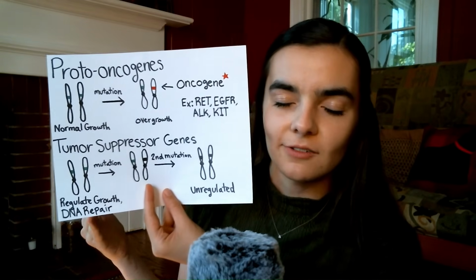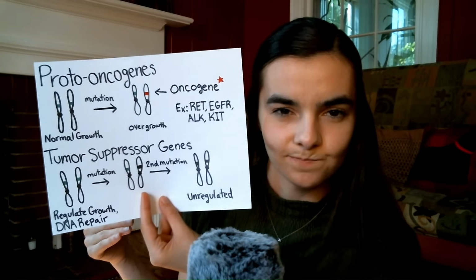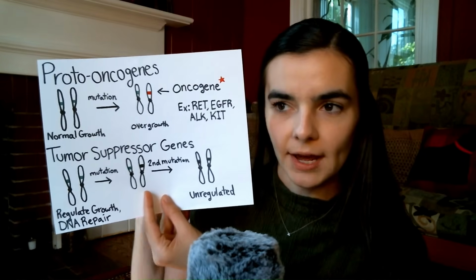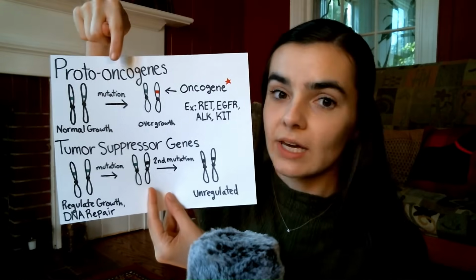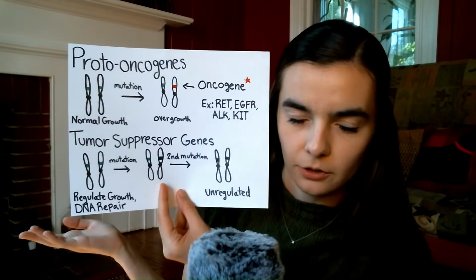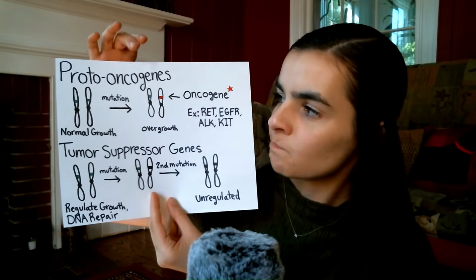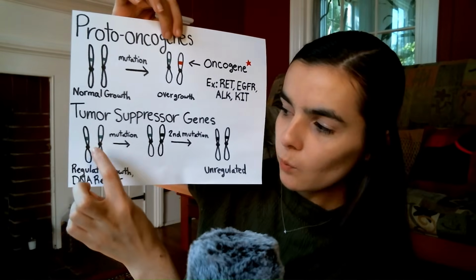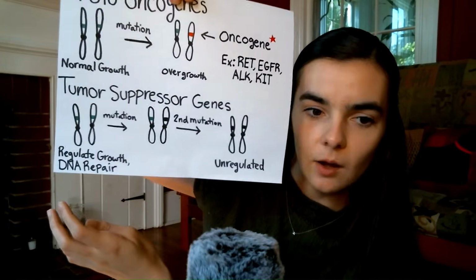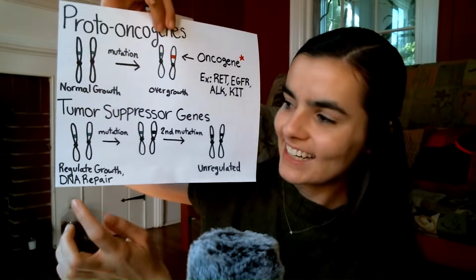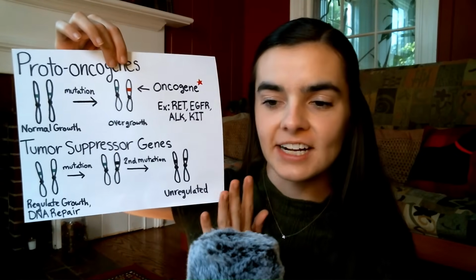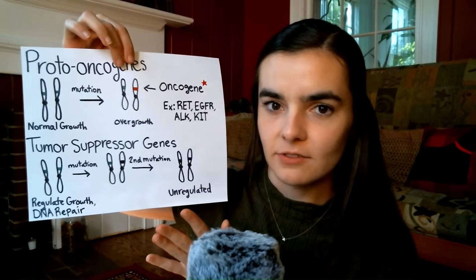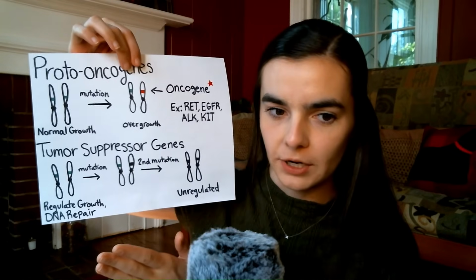So these are kind of like the brake pedal. They're like the brake pedal that keeps cancer from developing, as opposed to the gas pedal of proto-oncogenes, if that makes sense. So when you have 2 working copies, 2 green copies of a tumor suppressor gene, we're all good. We're still going to prevent those cancer cells because we have 2 working copies.